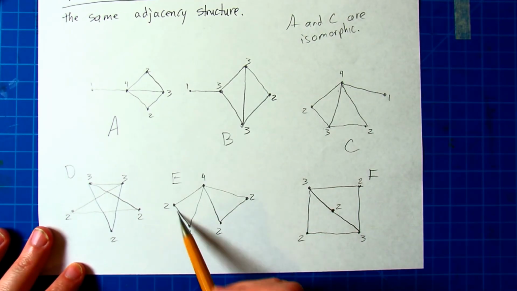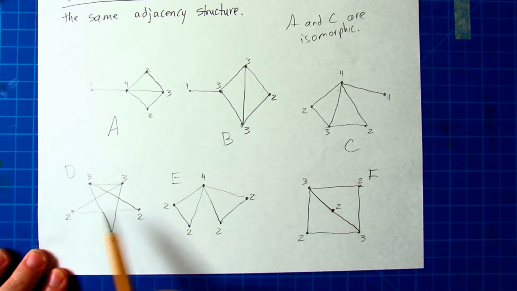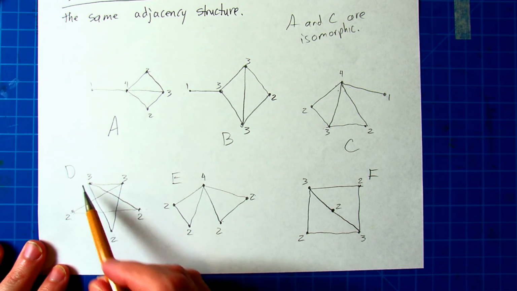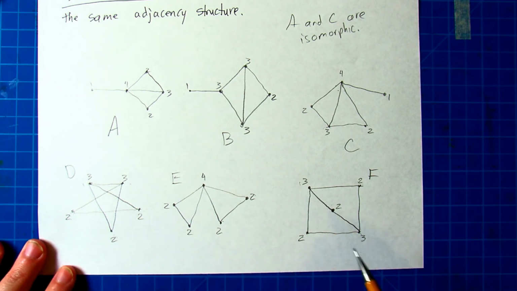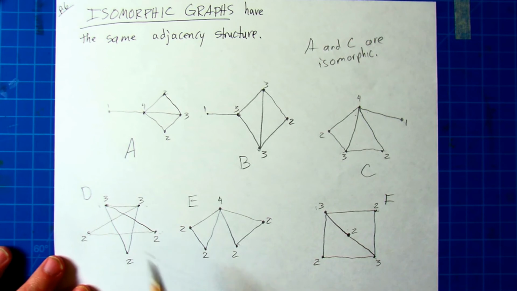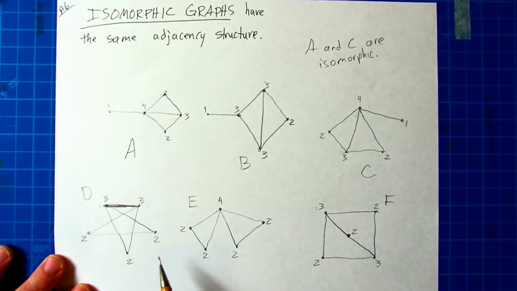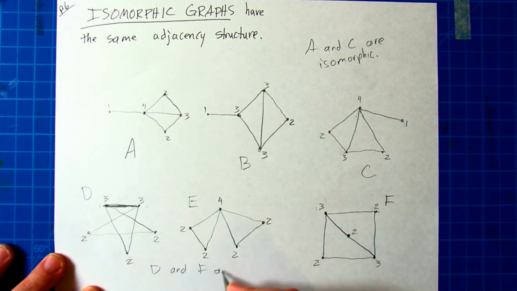This one is a 4, 2, 2, 2, 2. None of the others have a 4 with 4 2s. These two look like maybe they are because there's 2 3s and 3 2s: 3, 3, 2, 2, 2. And here you have the same thing, 3, 3, 2, 2, 2. But what you notice on this one is that the 3s here are adjacent to each other. These 3s are connected by an edge. But here the 3s are kind of all on their own. The 3s are not adjacent to each other, so D and F are not isomorphic.